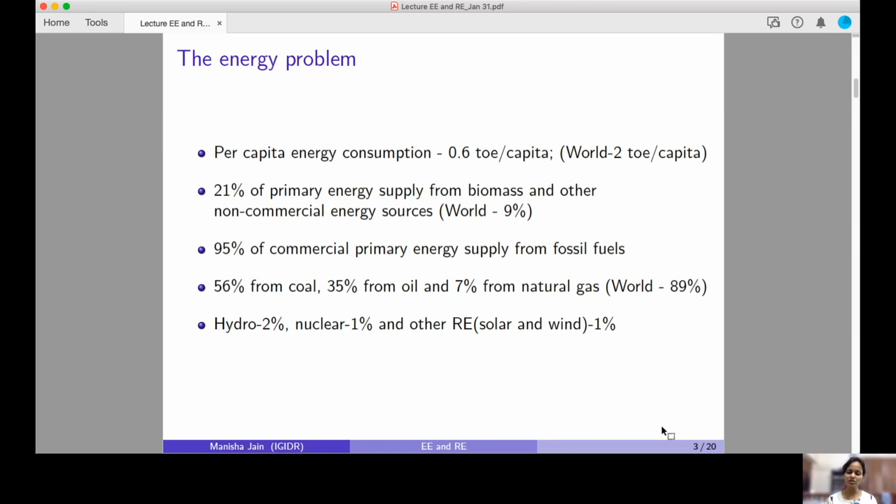If you look at the similar number for the world, it's not substantively different. Yes, nuclear share is a bit higher. RE is not significantly higher when you compare it with India.